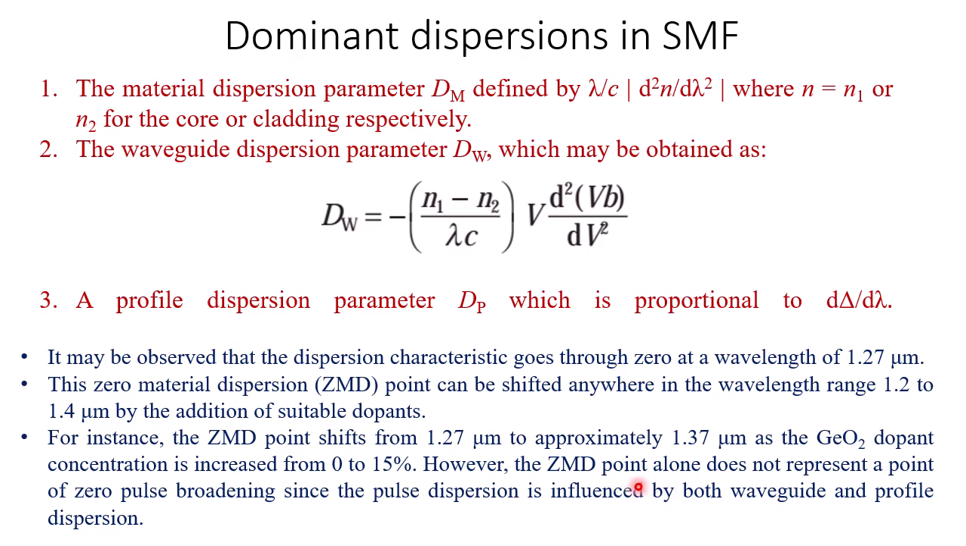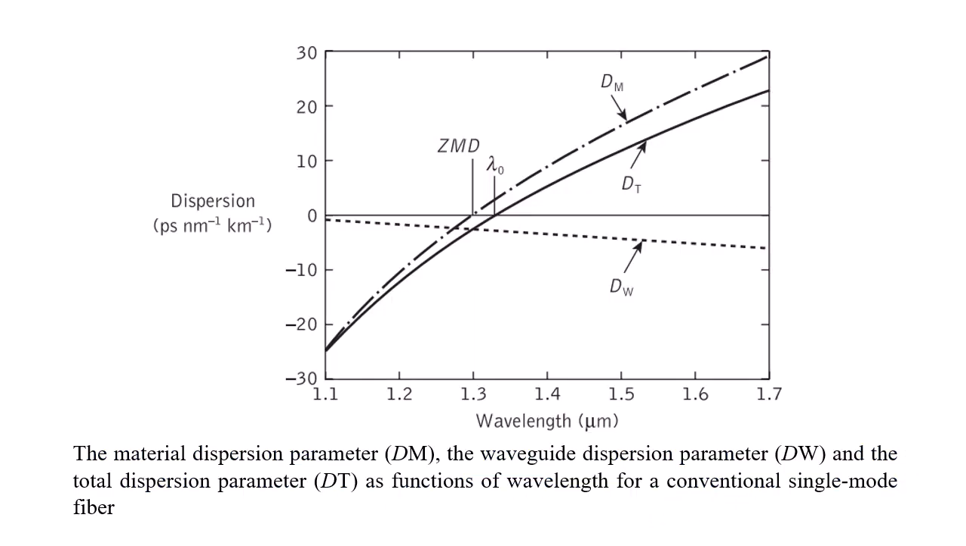Now, the ZMD point alone does not represent a point of zero path broadening, since the path dispersion is influenced by both waveguide and profile dispersion. So, if we consider different types of dispersion, their variation with wavelength. This is the waveguide part of the dispersion. This is the material part of the dispersion. And this is the zero dispersion line. So if you add them up, Dm and Dw, you will get the total dispersion like this.